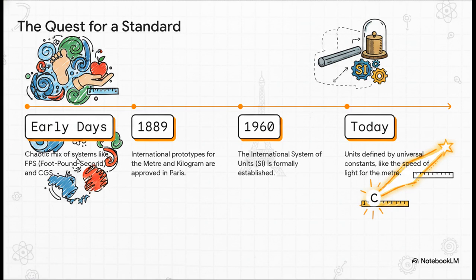It used to be based on physical objects, like there was literally a metal bar in France that was the meter. But now we define them using fundamental constants of nature. Things that never ever change. The meter, for instance, is now tied to the speed of light. This is huge. It means anyone, anywhere in the universe could recreate our exact measurement standards just from the laws of physics. How cool is that?